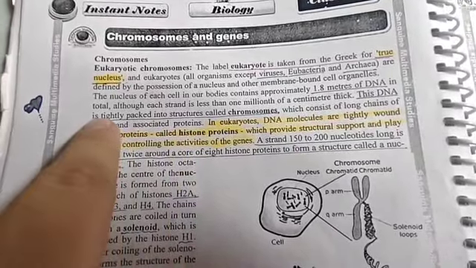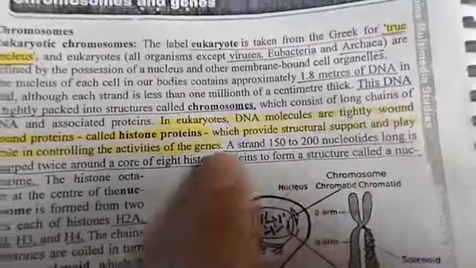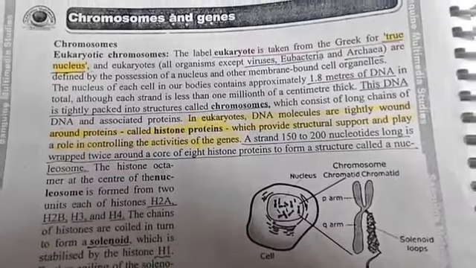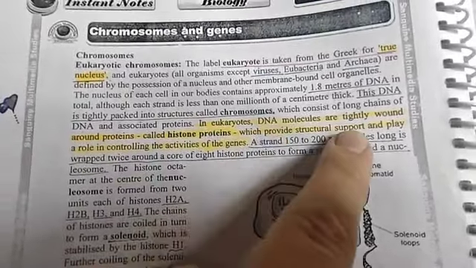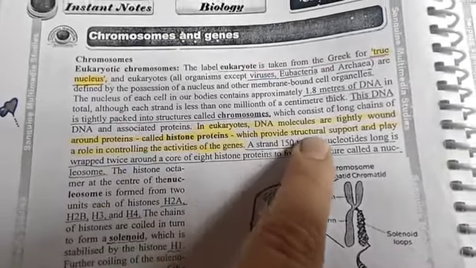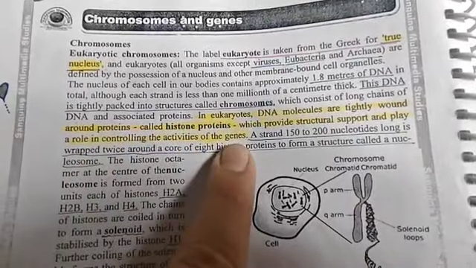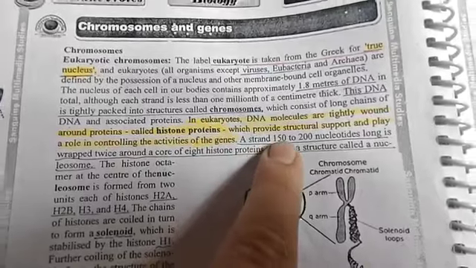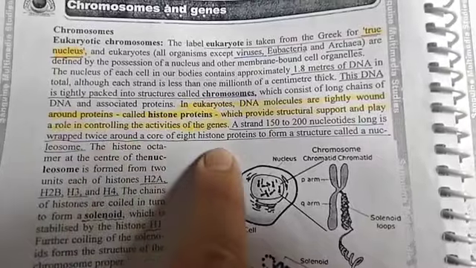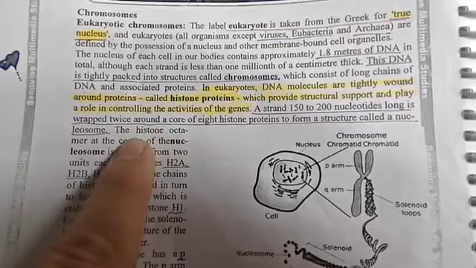This DNA is tightly packed into structures called chromosomes, which consist of long chains of DNA and associated proteins. In eukaryotes, DNA molecules are tightly wound around proteins called histone proteins, which provide structural support and play a role in controlling the activities of the genes. A strand 152,200 nucleotides long is wrapped twice around a core of 8 histone proteins to form a structure called a nucleosome.